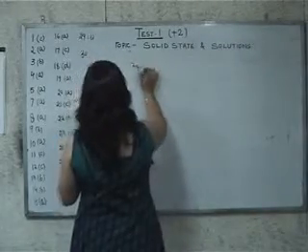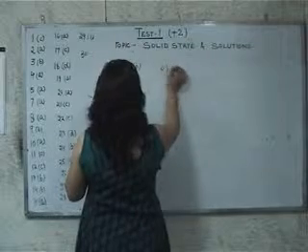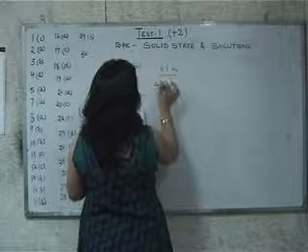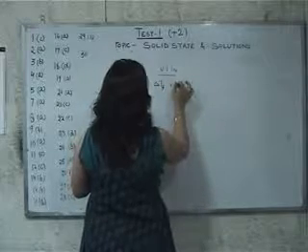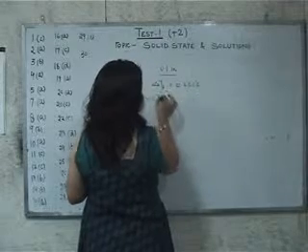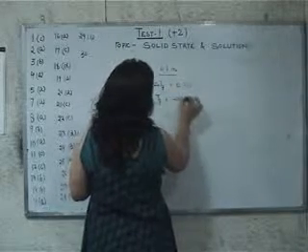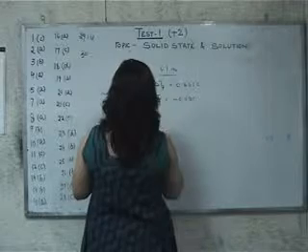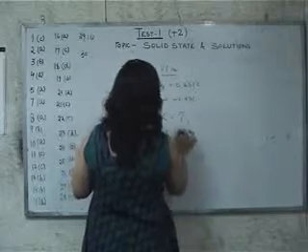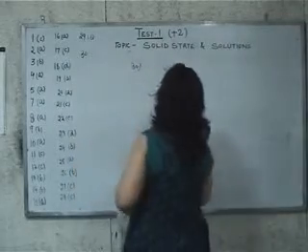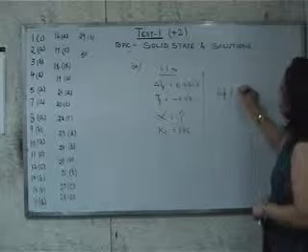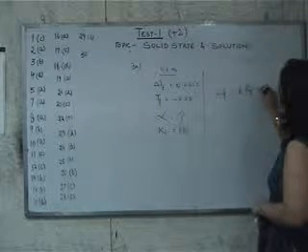Now 30th question, it is given 0.1 molar. Molarity is given. Delta Tf is given as 0.651, because Tf is given to you as minus 0.651. Alpha you want to calculate. Kf is given to you as 1.86. For this question, delta Tf is equal to i Kf m.